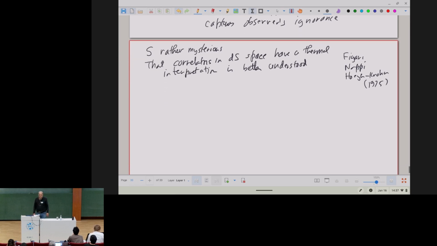So I will aim to explain to you in what sense correlators in de Sitter space do have a thermal interpretation. And part of the reason for explaining it is that it will help us understand the black hole better also. Well, after we explain this, we'll see that we can understand the black hole better than what I've told you so far.